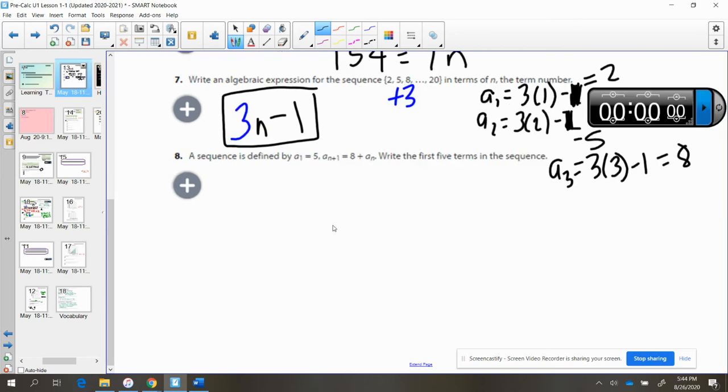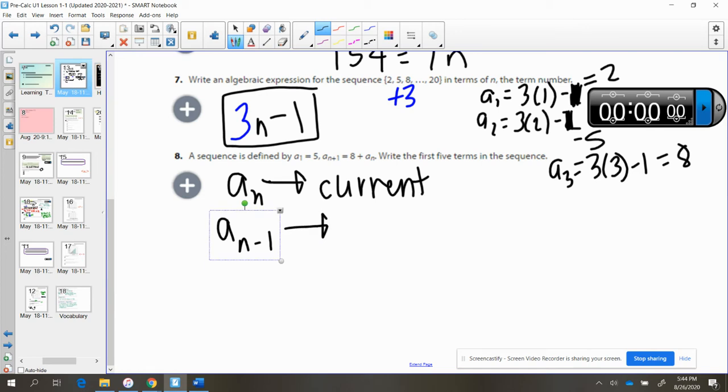Now, one last note about subscript notation. A sub n is the current term in our sequence. If we say a sub n minus 1, this is talking about the previous term.